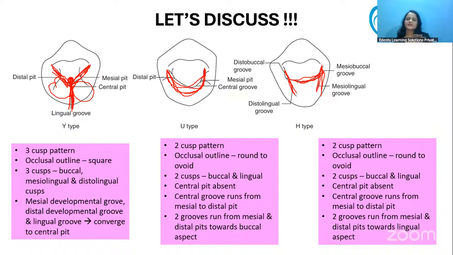So basically, in a second premolar, usually three groove patterns are seen. One is the Y pattern, which is seen in the three cusp pattern, and the other ones are the U type and the H type, which are usually seen with the two cusp. Okay, so this is about the second premolar.